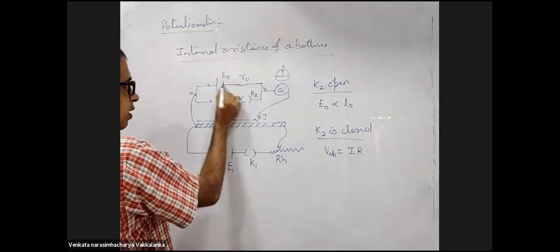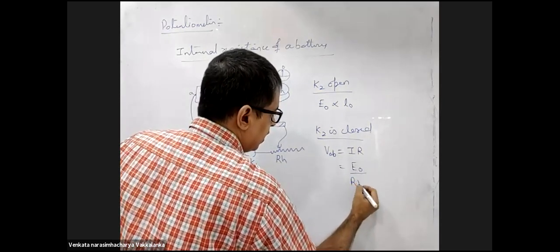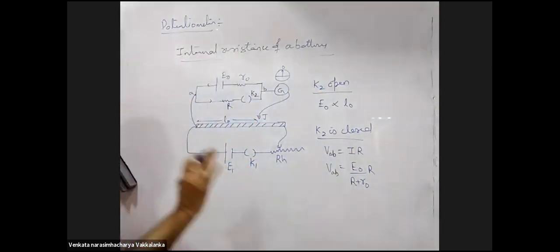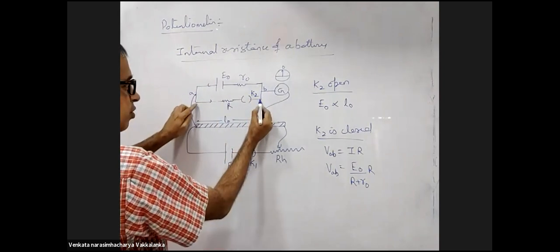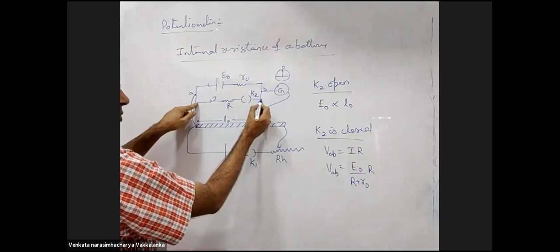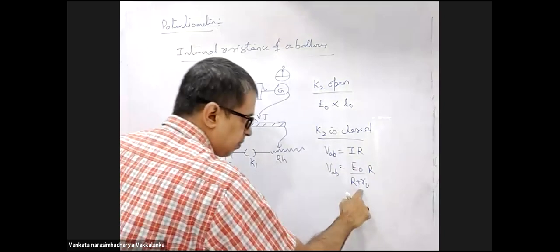I into R. I will be E0 by R plus R0 into R. Till here, are you clear? Potential difference across AB is I into capital R. Yes or no? Yes, sir. I is E0 divided by R plus R0.